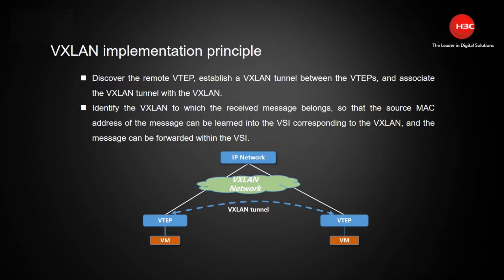Finally, the AC port is used to identify the VXLAN to which the received packet belongs, so that the MAC and ARP addresses of the packet can be learned into the VSI corresponding to the VXLAN, and then VXLAN encapsulation and forwarding are performed.